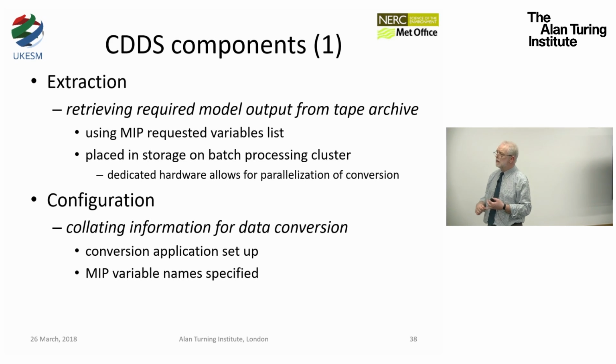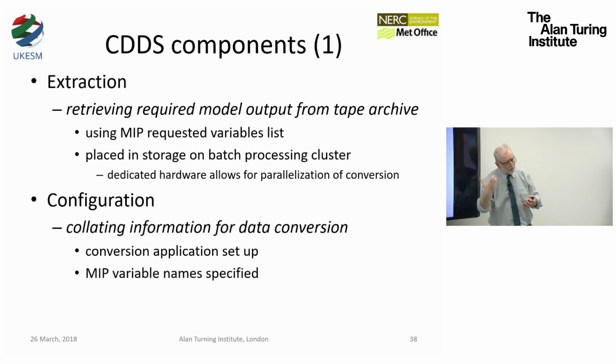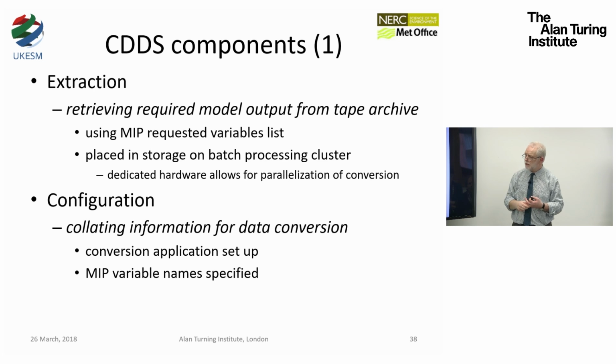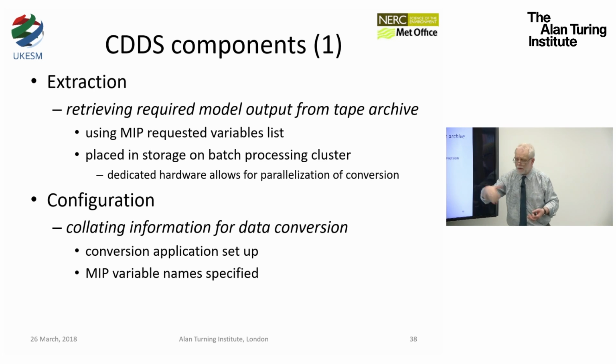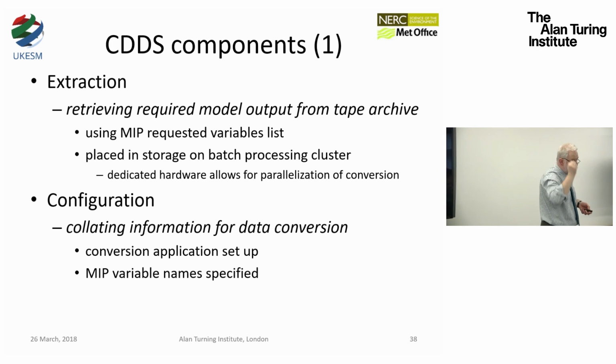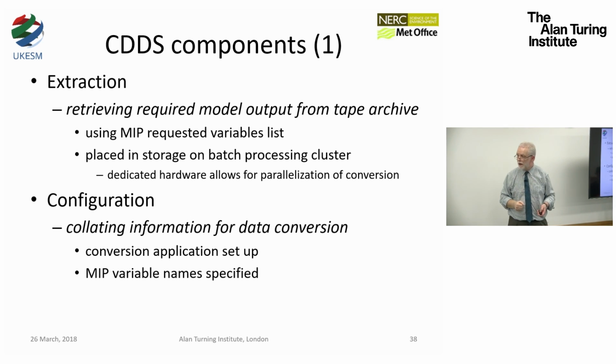So we run the conversion step in parallel, in a way which I'll show you in a second. We've got this configuration step, which sets up the conversion application, specifying which MIP variable names we want to produce.